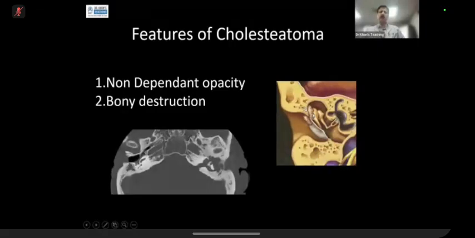And you remember that one of the properties of the skin cells is exfoliation. So they keep growing and they have keratin inside. That becomes a ball and that ball keeps growing. This keratin has some properties of absorbing the bone. It takes years and years to develop, but gradually it will destroy the structures.